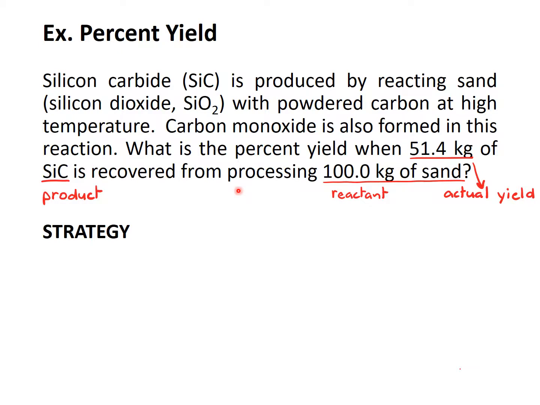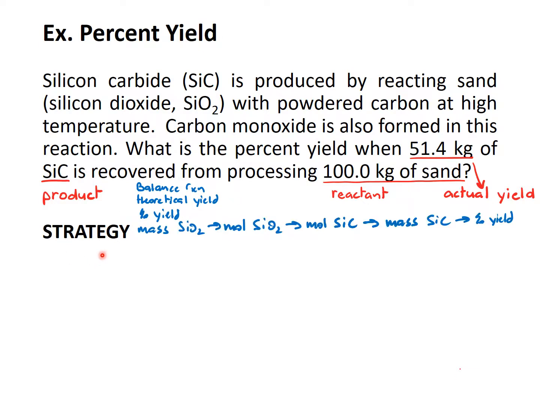The strategy for solving this question is to start by balancing our chemical reaction. Next, we use the amount of reactant, 100 kilograms of silicon dioxide, to calculate the theoretical yield for our reaction. And this is used in conjunction with the actual yield, then to calculate the percent yield. Now, in order to calculate the theoretical and percent yields, we start with a mass of silicon dioxide or sand and use this to convert to the moles of silicon dioxide. This is then used to convert to moles of silicon carbide, which is our product, which is used to calculate the mass of silicon carbide, which is our theoretical yield. Our theoretical and actual yields are then used to calculate the percent yields.